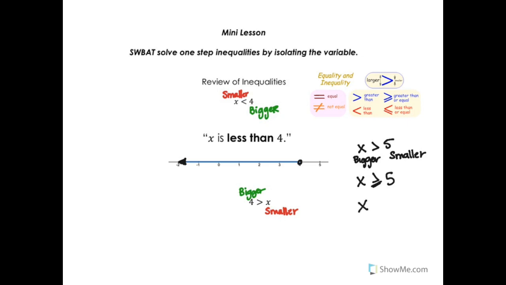Same thing as if you see it in the opposite direction. If I have this, for example, this is telling me x is less than or equal to 5. Because again, that little line in the bottom tells me that x can also be equal to whatever's on the other side.